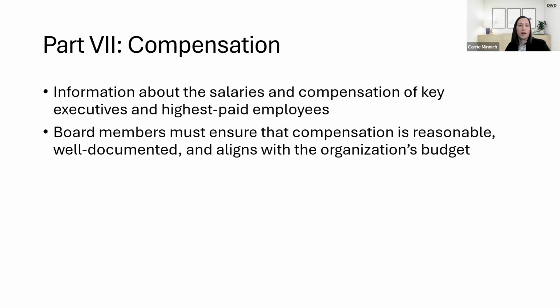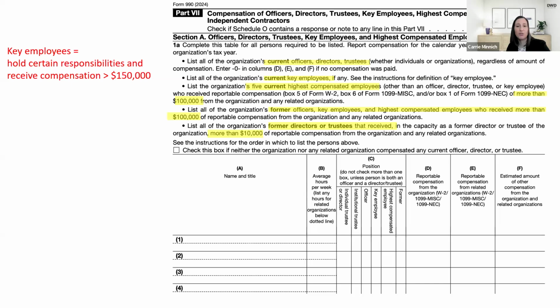So I mentioned briefly about compensation. The IRS asks how you determine the compensation of your key employees and officers. They actually ask you to tell us what that is. So in this part of the Form 990, we have to list all officers, directors, trustees, key employees, and highest compensated employees. Now, there are specific explanations, descriptions, definitions that the IRS has for each of these.